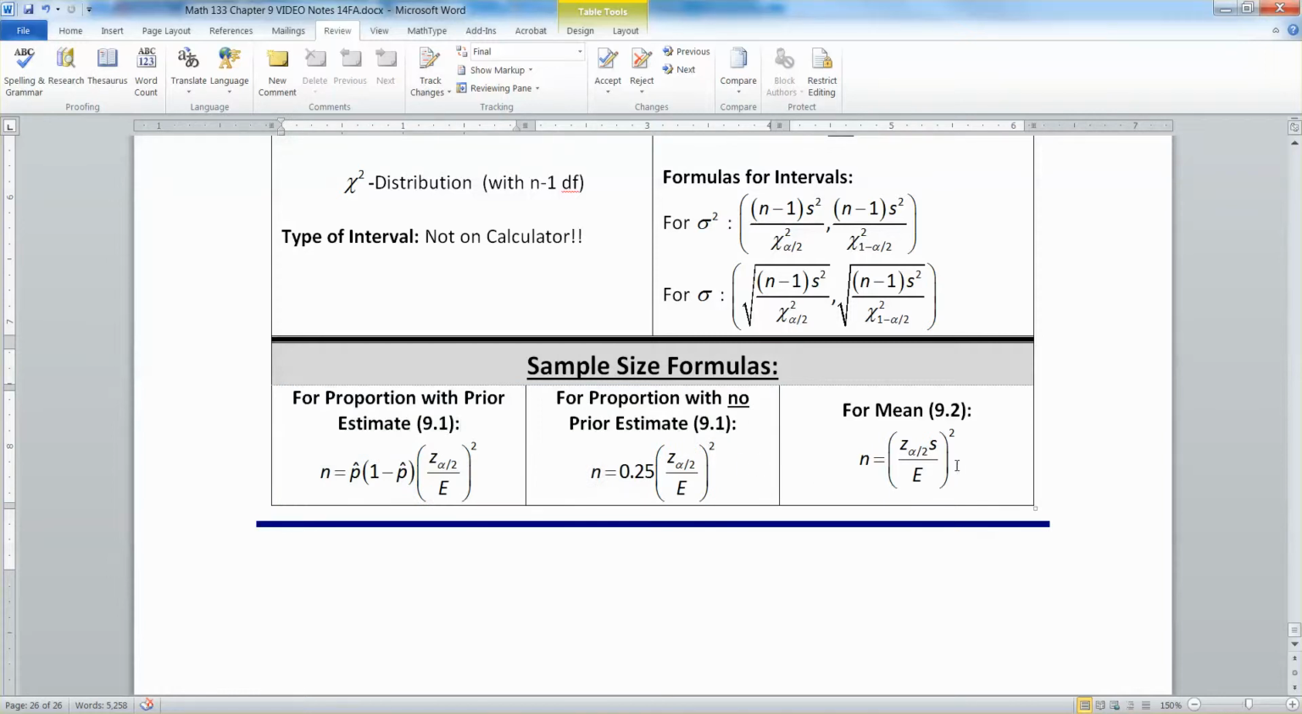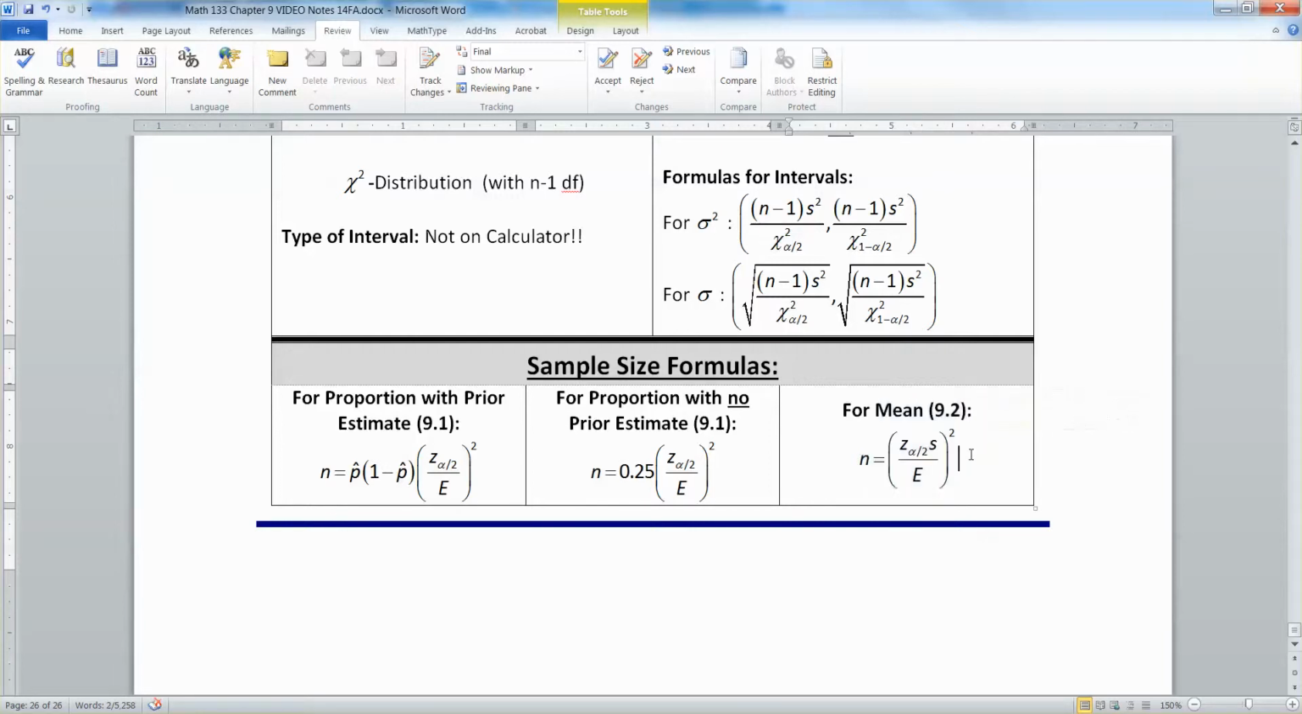And how do you know what error is? Well, when you look at the problem, it'll say I want within 4 percentage points. Within is your error. Over here, they'll say, I want to be within 20 kumquats, or within 20 inches, or within 20 feet, or whatever. Within. What they talk about within, that means that's your error.